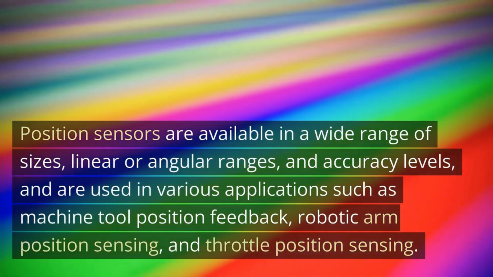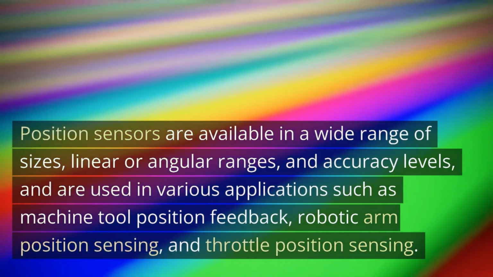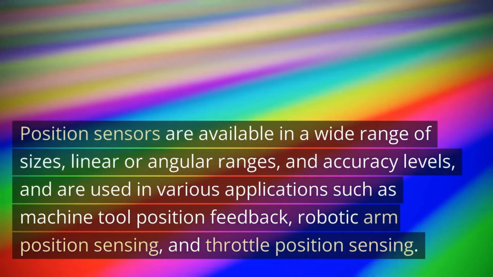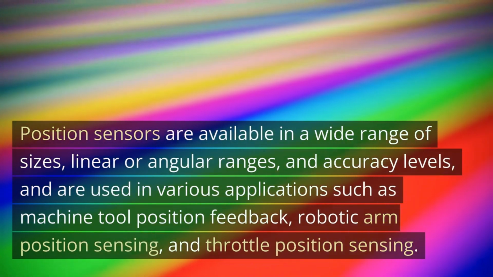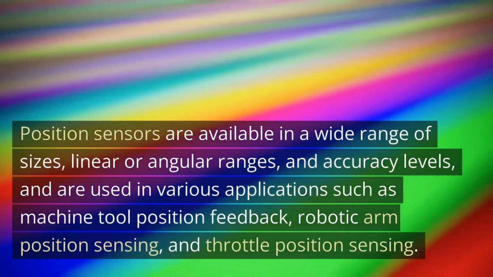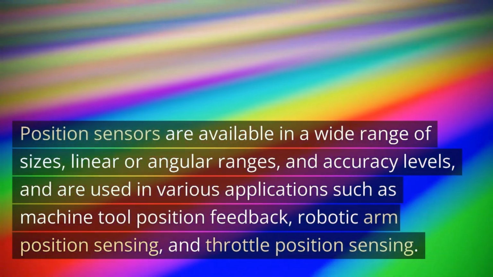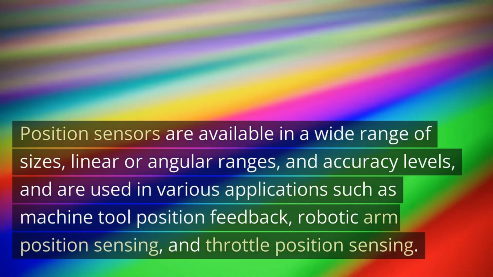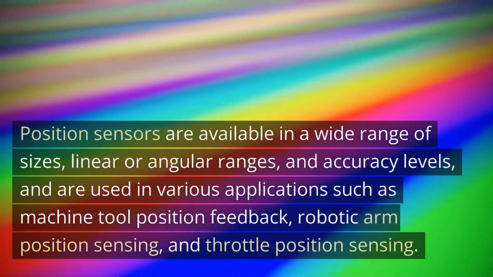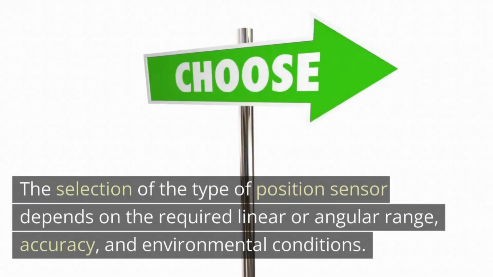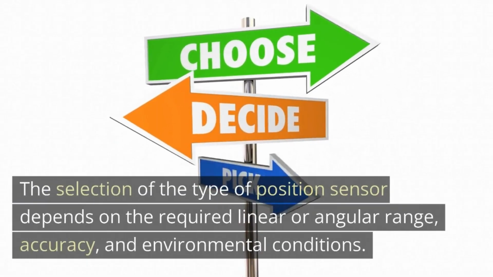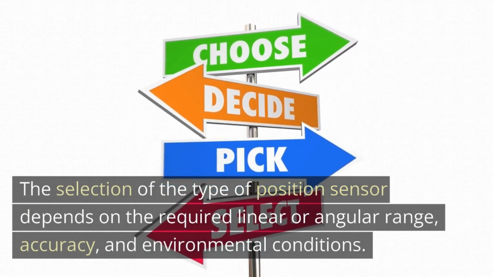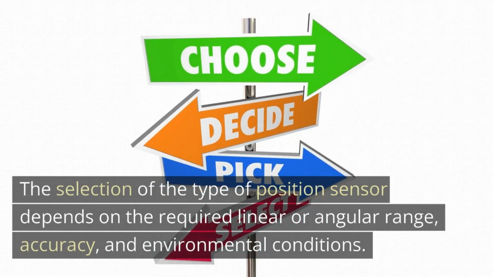Position sensors are available in a wide range of sizes, linear or angular ranges, and accuracy levels, and are used in various applications such as machine tool position feedback, robotic arm position sensing, and throttle position sensing. The selection of the type of position sensor depends on the required linear or angular range, accuracy, and environmental condition.